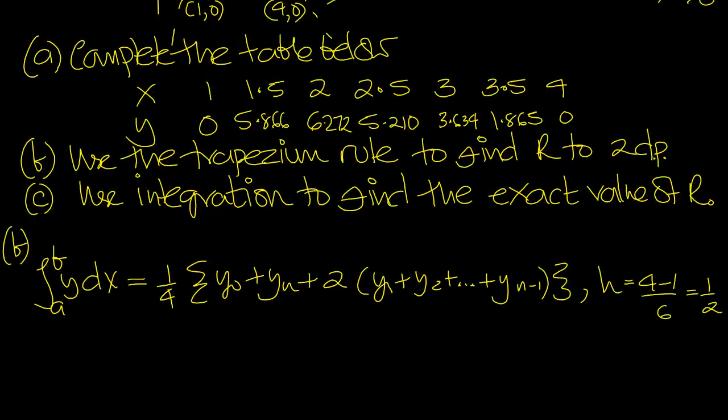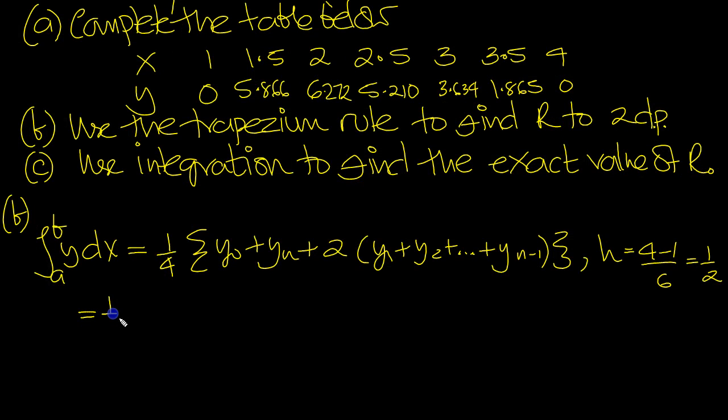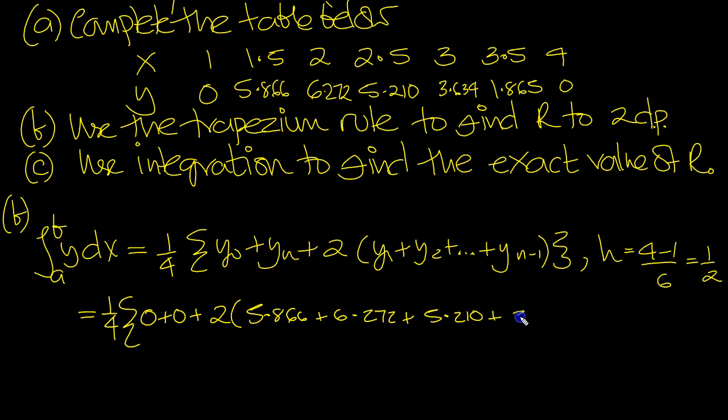So let's put the values in then. So that's equal to 1 quarter, the first plus the last y ordinates, 0 plus 0, plus 2 times everything in between. So it's 2 times 5.866 plus 6.272 plus 5.210 plus 3.634 plus 1.865. Close the bracket at the end.